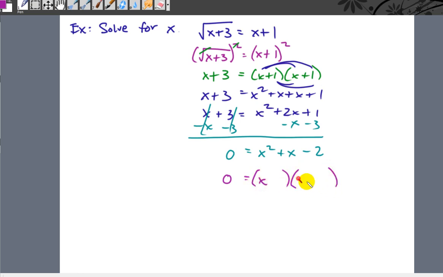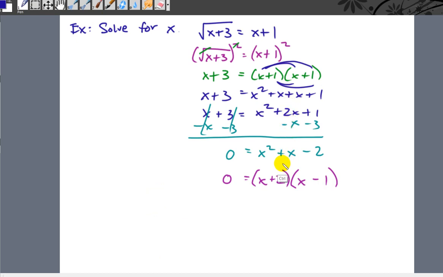So we know x and an x here because x times x is x squared. We need to find two numbers that multiply to -2 and add to 1 this time. If we do that correctly, it should be +2 and -1. If you don't believe me, do the x thing and you can still get it that way.